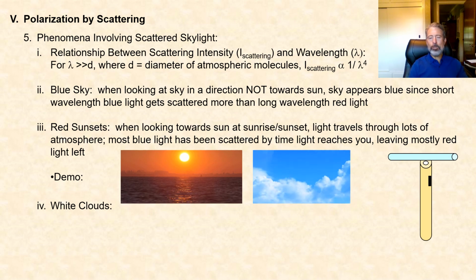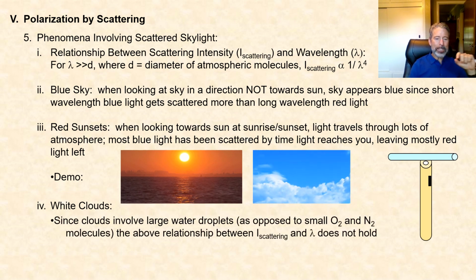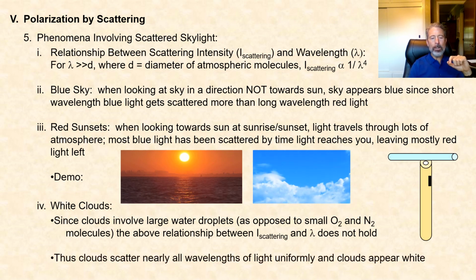Why then do clouds appear white? Well, it turns out that since clouds involve large water droplets as opposed to small oxygen and nitrogen molecules, the above scattering relationship involving the scattering intensity and wavelength does not hold. In which case the clouds will scatter nearly all the wavelengths of light equally, uniformly. And if all of the wavelengths of light are getting scattered, when you superimpose all those wavelengths, you end up getting white light and the clouds are going to appear white.